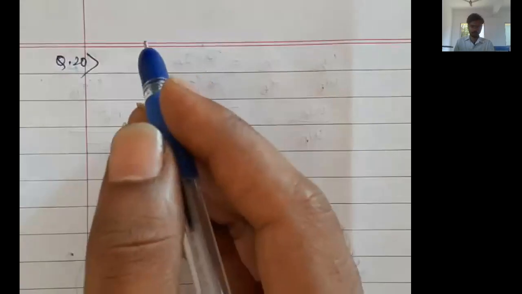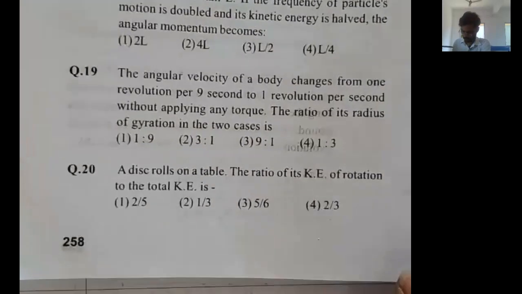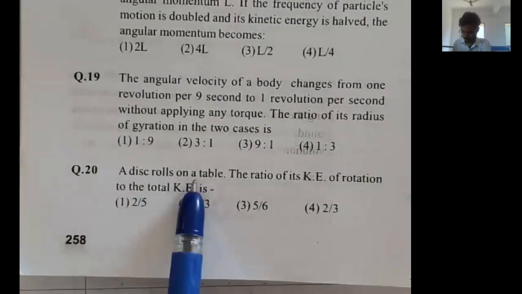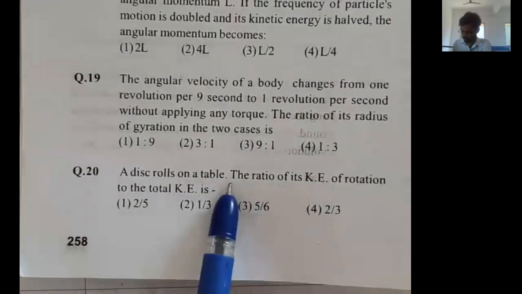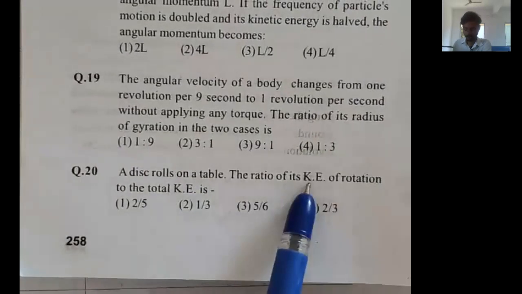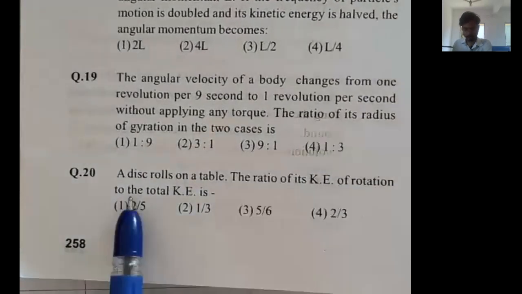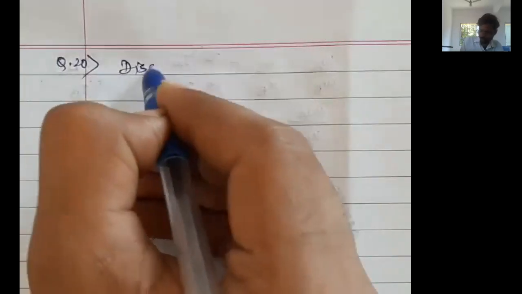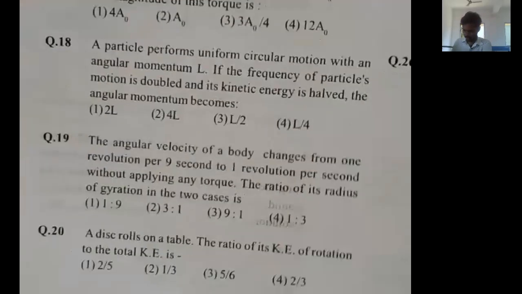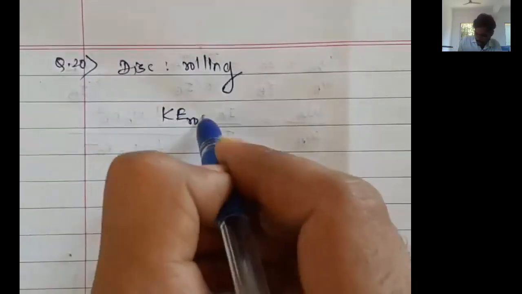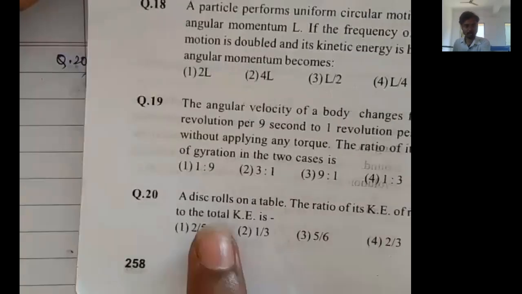Let us read question number 20 and try to extract the data, see what is given, what is asked. Here is question number 20. A disc rolls on the table. Okay. See, it is rolling motion. The ratio of its kinetic energy of rotation to the total kinetic energy is. So what are we given? A disc performing rolling motion. What are we asked? Ratio. Ratio of what? Ratio of its kinetic energy of rotation, KE rotation, divided by total kinetic energy.